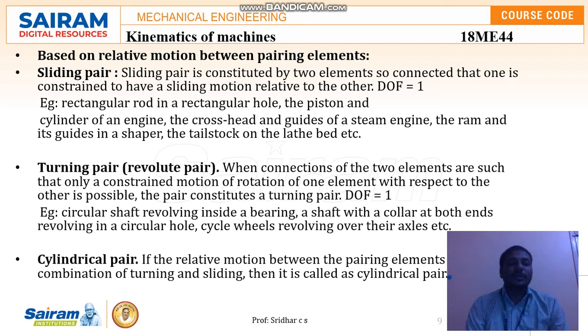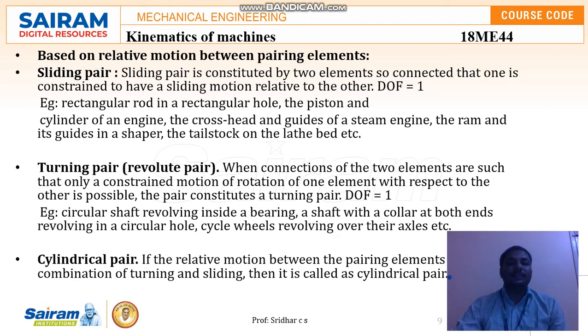Next, coming to the turning pair. A turning pair is one where the connection between two elements is such that only a constrained motion of rotation of one element with respect to the other is possible. That pair we call a turning pair. Turning means it can rotate only in rotational motion, revolving around itself.